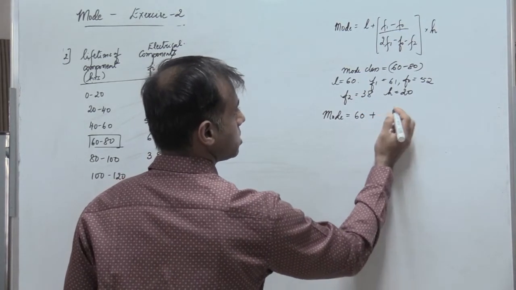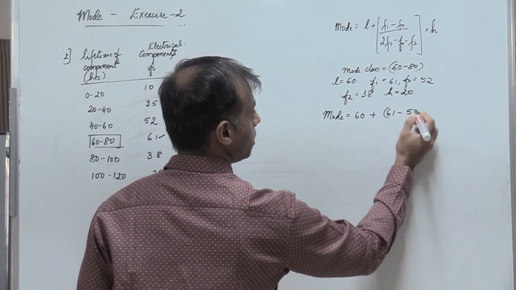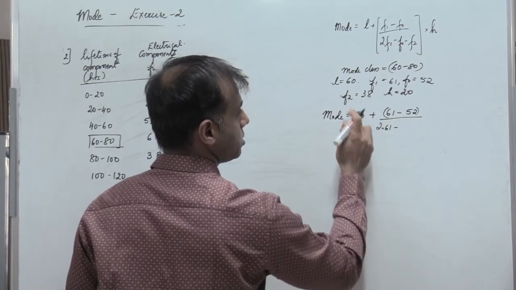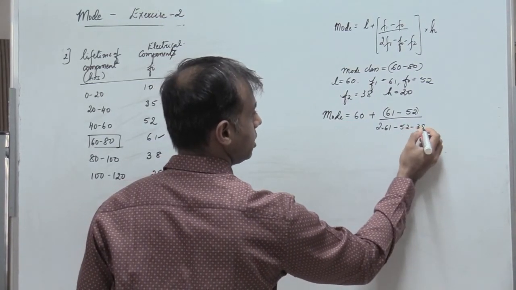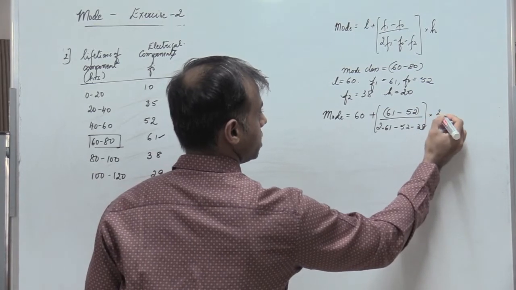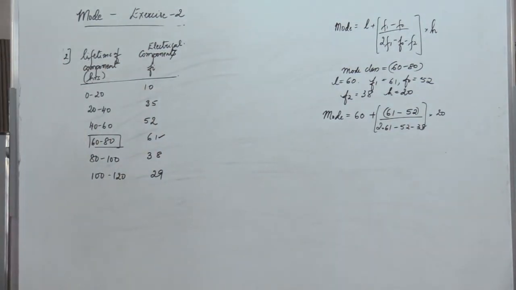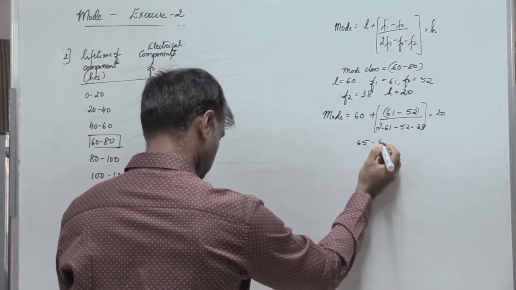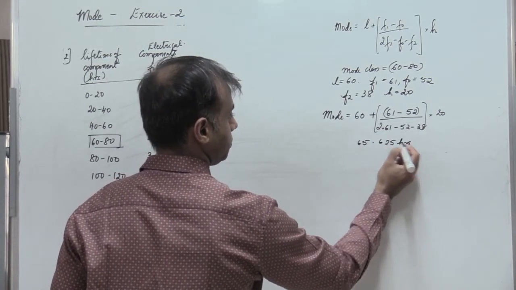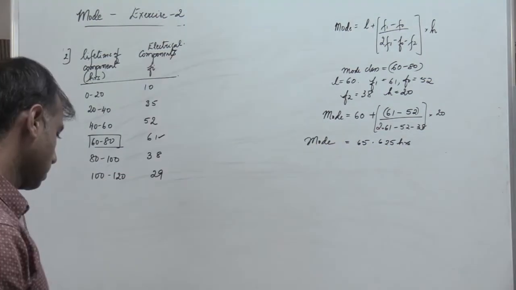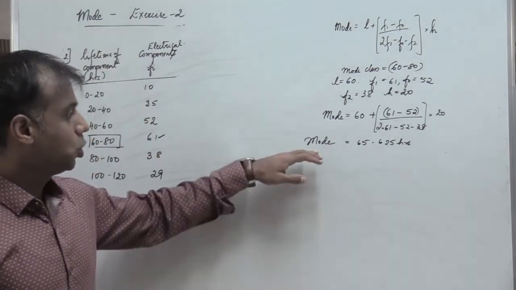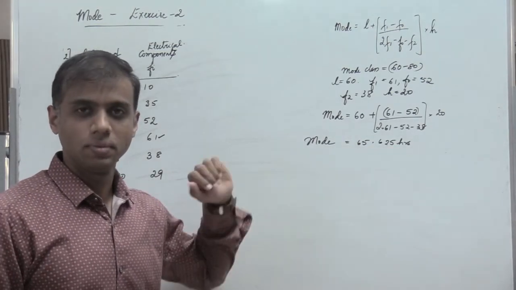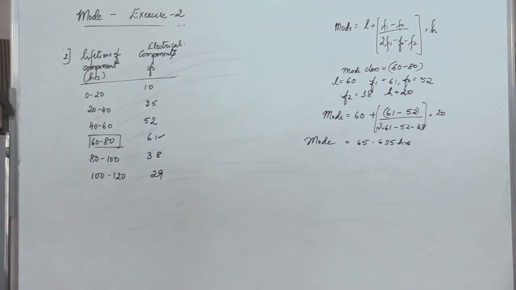To find the mode, we substitute all these values in the given formula, which is 60 plus (61 minus 52) divided by (2 into 61 minus F0 minus F2, which is 52 minus 38), into 20. So when I find the answer, we get the value as 65.625 hours. So this is the mode value. So the modal lifetime of all the electrical components happens to be 65.625 hours. A very simple problem. So let's move on with the next one.